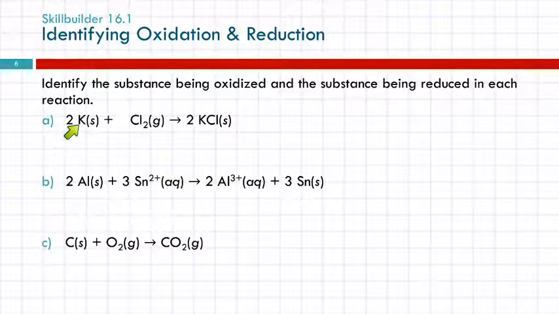Well, here we had potassium atoms. What do we have over here? Potassium ions, K plus. And we started with a chlorine molecule that has no charge, and over here we have chloride ions. So the substance being oxidized is losing electrons. Which one lost electrons? The potassium. So this one is being oxidized, and the chlorine is being reduced.